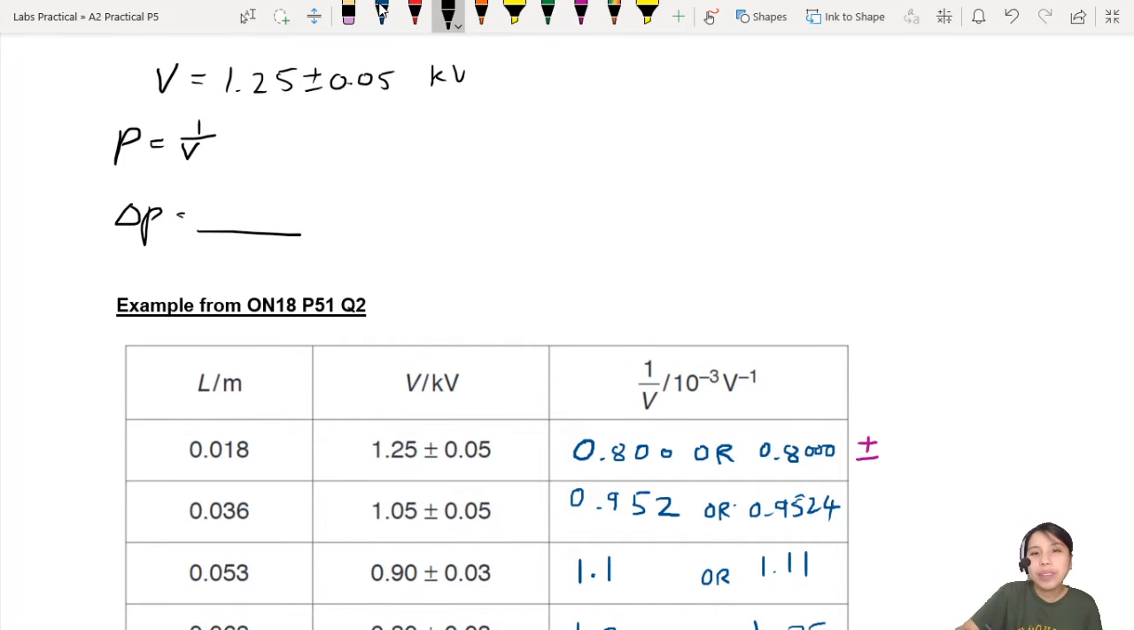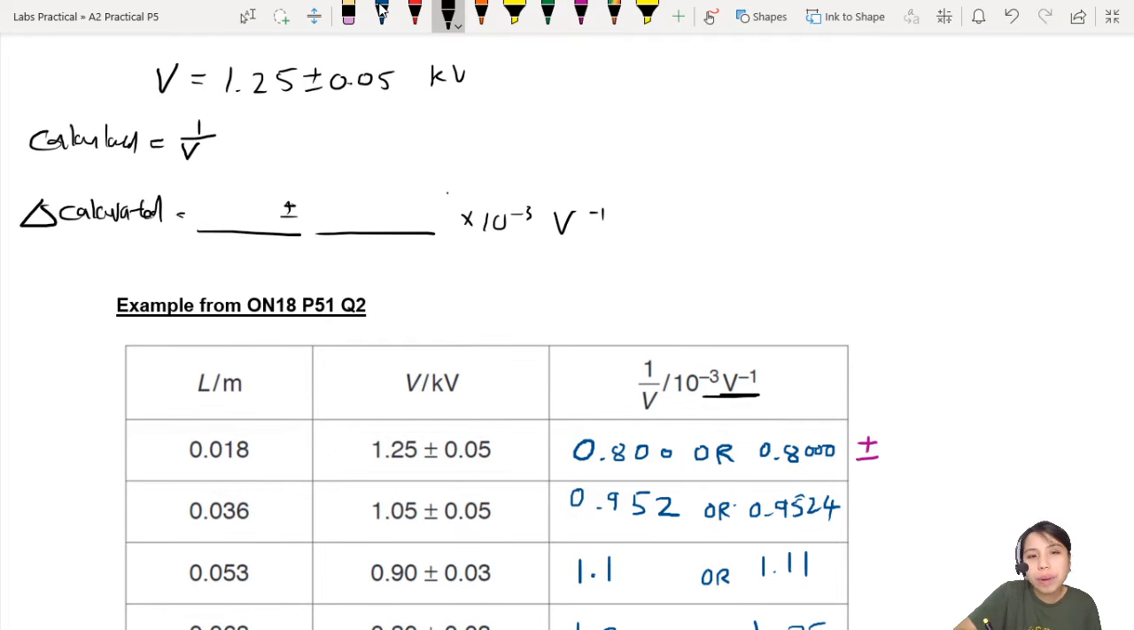It's basically the same thing that you're going to do here, except that instead of P we're going to call this the calculated value. And you need to find the absolute uncertainty in the calculated value. How do you know it's absolute? Because of the same unit: you do something plus minus something times 10 to the 3 volt to the negative 1. Okay, so it's a paper 2 question. Looks very familiar, right? You need to fill in the blank, which is what you're trying to do here in the purple part. Plus minus something something something.